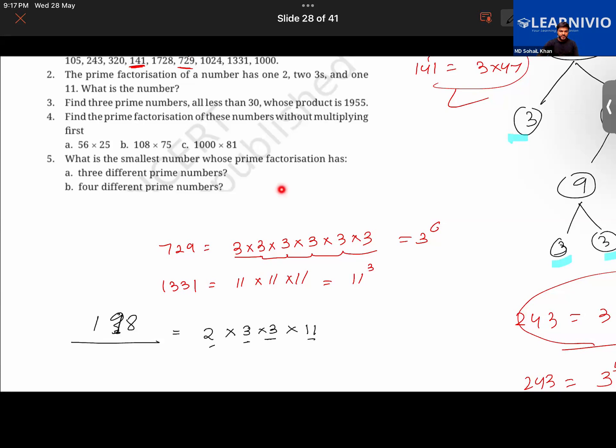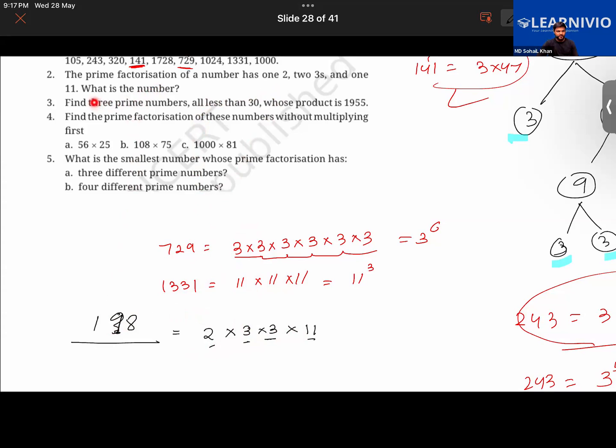See, basically, suppose in the question it was written that the prime factorization of a number is 3 elevens. Find the number. What would you do? You will write down the numbers, multiply them, and then you will get the number. So here you have been provided with all the numbers in the prime factorization: 1 two, 2 threes, and 1 eleven. So you multiply them and get the answer. Move on to the next question.